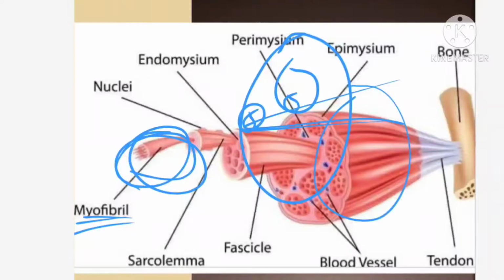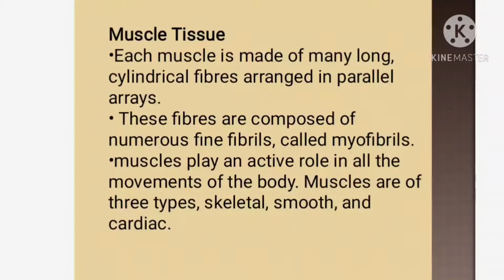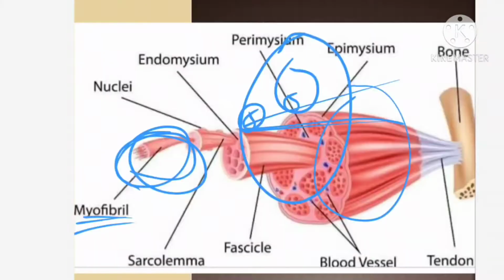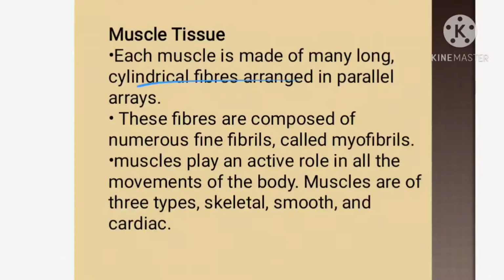Okay, locomotion. As of now, just remember that muscle tissue is made up of many long cylindrical fibers arranged parallel to one another. All are parallel to one another. You can find the cells are parallel to one another. And these fibers are composed of many fine fibrils. What do we call them? Myofibrils.